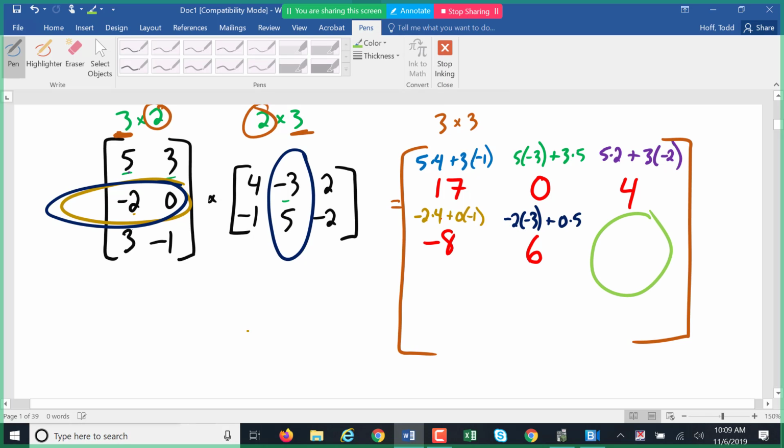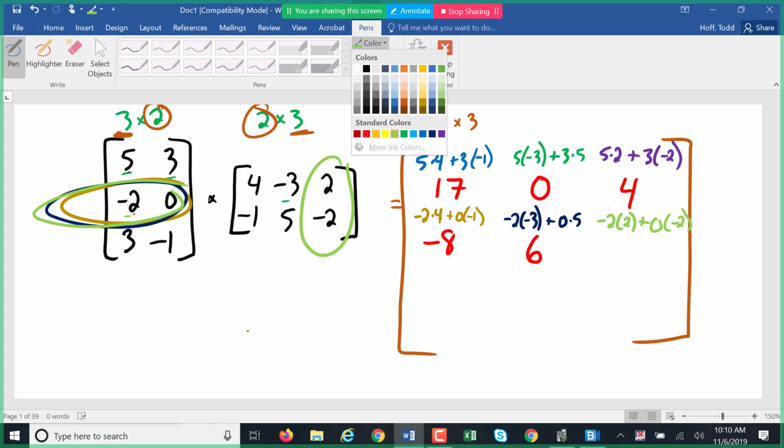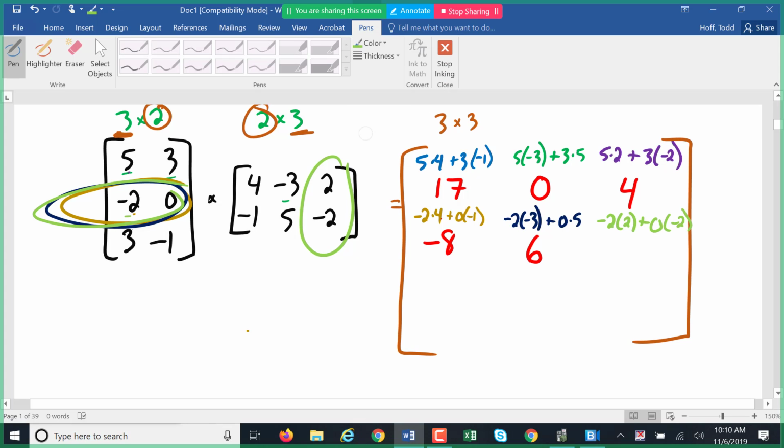The next place is row 2, column 3. So we're still using row 2 in the first matrix, using column 3 in the second. The first element's negative 2 times 2, plus the second element is 0 times negative 2. Well, negative 2 times 2 is a negative 4. 0 times negative 2 is 0. So negative 4 plus 0 is just negative 4.